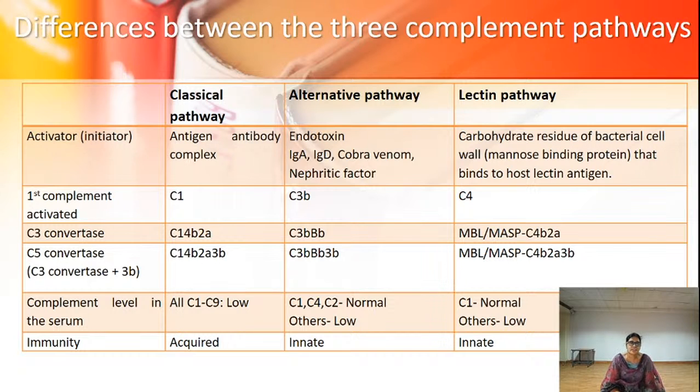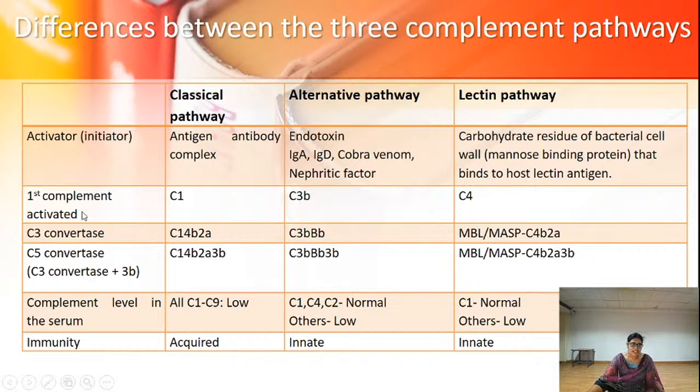For the classical pathway, it is initiated by the antigen antibody complex. For the alternate pathway, the activators are majorly endotoxin and others like teichoic acid, yeast cells, virus cells, and also cobra venoms and RBCs. Coming to the lectin pathway activators, it is mannose, it is MBL. Lectin is attached to the mannose. Wherever mannose binding protein is present, that carbohydrate attached to this lectin will be the initiator.